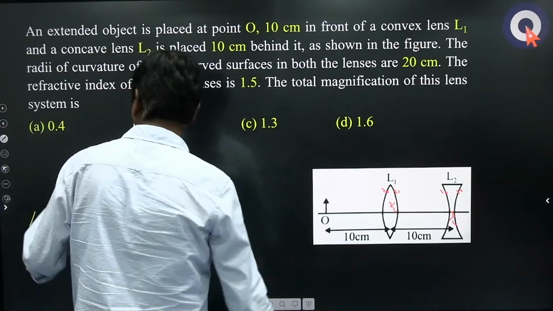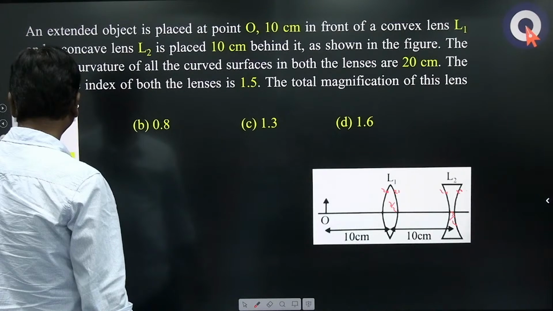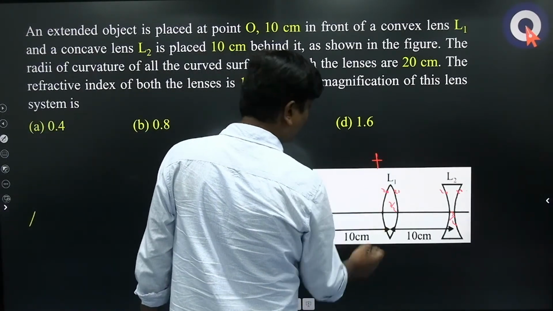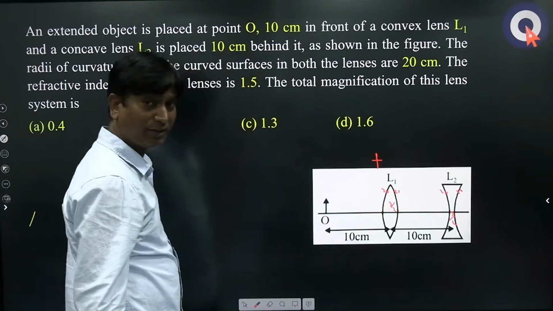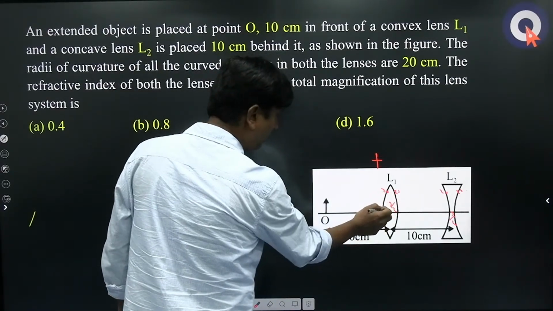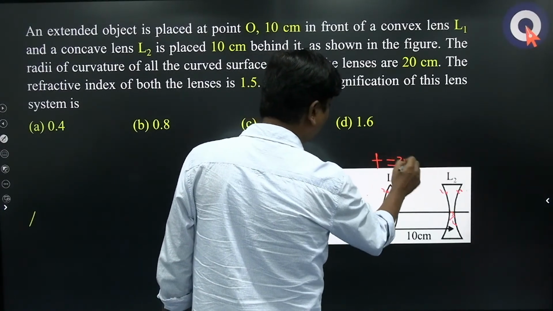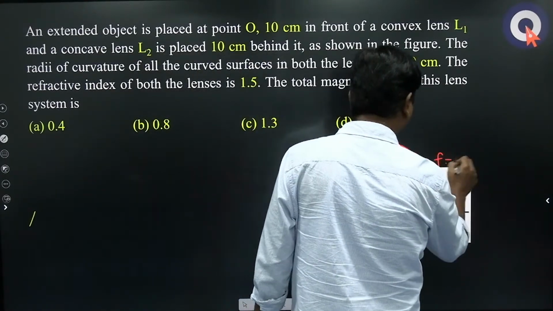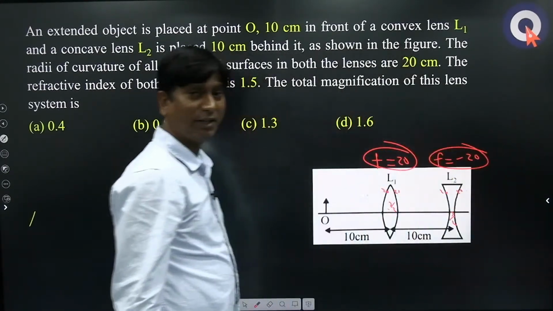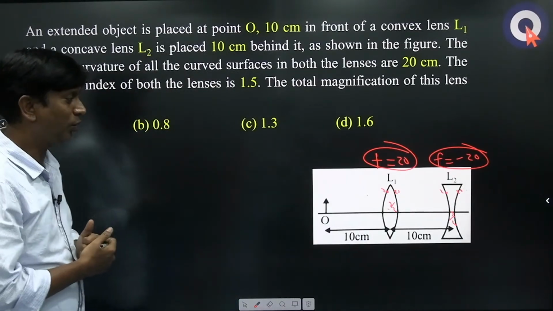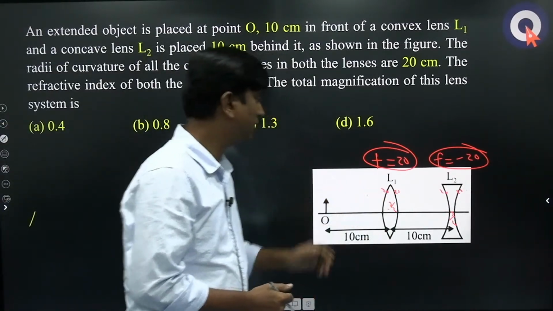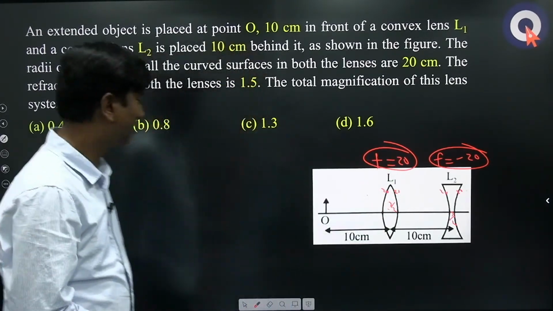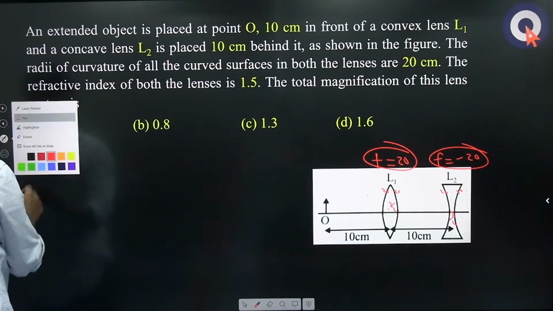So first find out the focal length. You know very well that when the refractive index is 3 by 2, with equal radii of curvature 20 and 20, kept in air, your focal length will be the same as the radius of curvature. The focal length of this will be minus 20. Apply the lens maker formula, you will get that. Now, first time object distance 10, focal length 20. So definitely you will be getting a virtual image only, right? So you can calculate that.